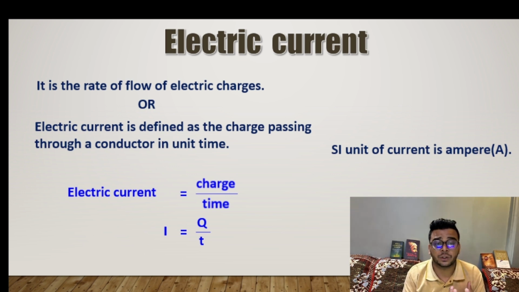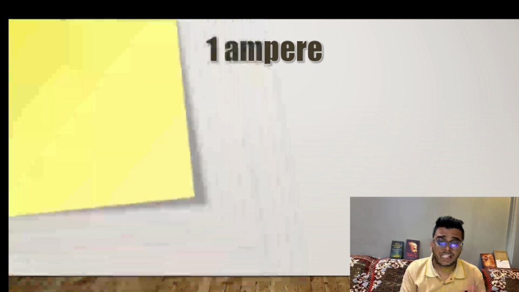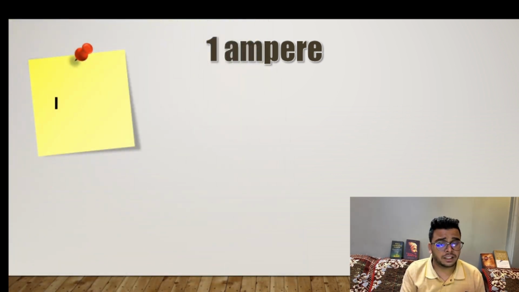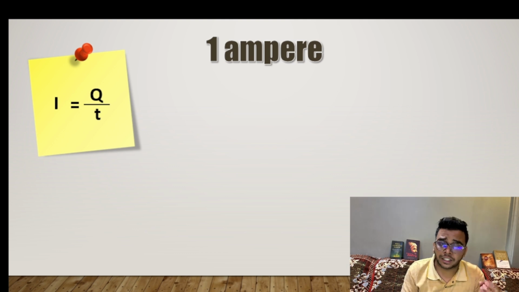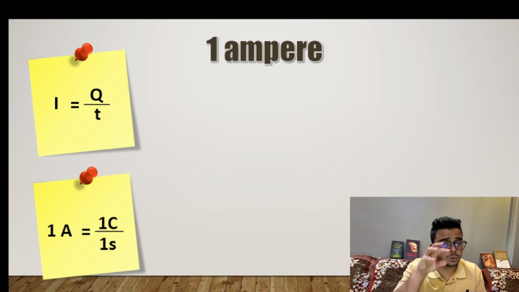It is generally denoted by capital A. Now we will be defining what is 1 ampere. As we all saw the formula that I is equal to Q by T, meaning current is charge upon time, we'll be seeing the units of it. The unit of current is ampere, the unit of charge is coulomb, and the unit of time is second. So 1 ampere is 1 coulomb upon 1 second.